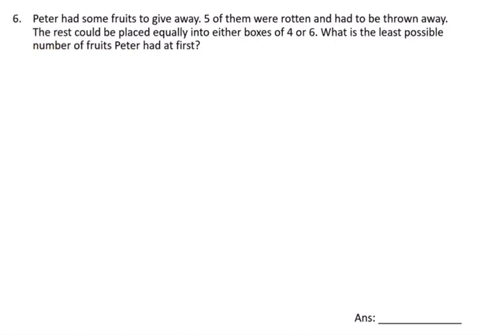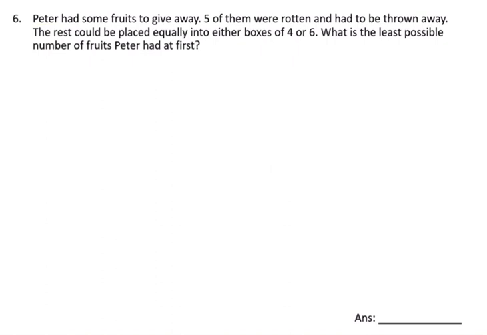Question number 6, is it? Okay. Peter had some fruits to give away. 5 of them were rotten and had to be thrown away. The rest could be placed equally into either boxes of 4 or 6. What is the least possible number of fruits that he had at first?